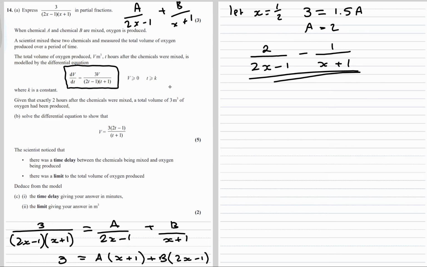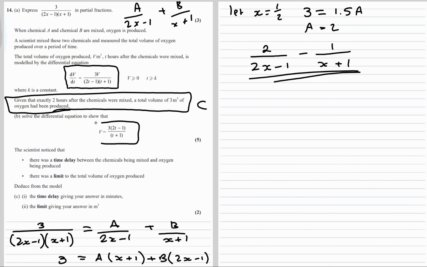V is bigger than 0 and t is greater than or equal to k, where k is a constant. Okay, so given that 2 hours after the chemicals were mixed, a total volume of 3 meters cubed of oxygen had been produced. Solve the differential equation. So this information here is going to be used to find C after we integrate. So solve the differential equation to show that this is what we should end up with.